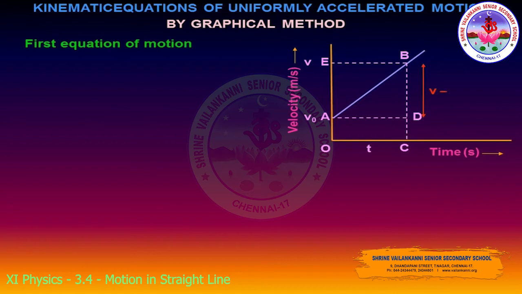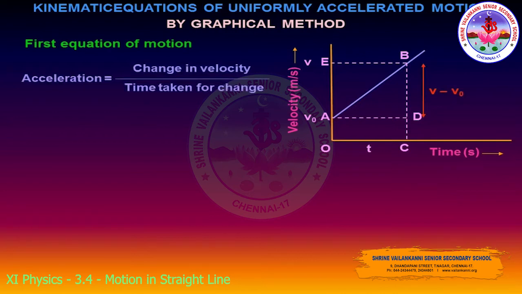Now we can calculate. So acceleration is equal to the slope of the velocity-time graph, from the AB that we have taken. If we know the slope of the velocity-time graph, we can get the acceleration. That means change in velocity by time taken for the change, right? Now the acceleration A is equal to BD by AD. So A is equal to BD by AD, right?